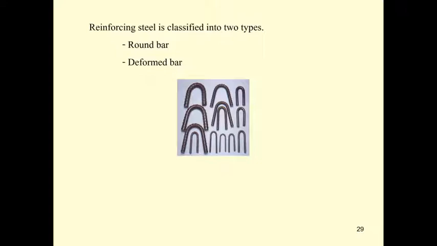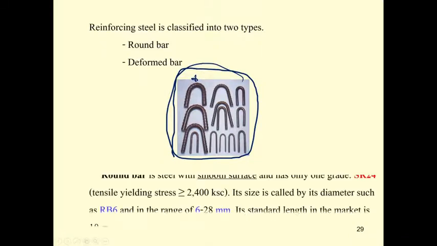And we also have some kind of deformed bar. The picture shows the deformed bar. We have deformed bar to increase the bond between the concrete and the steel. And the steel must be very ductile. It must be bent like this. We got to bend the steel because we're going to increase the bond again between the concrete and the steel.